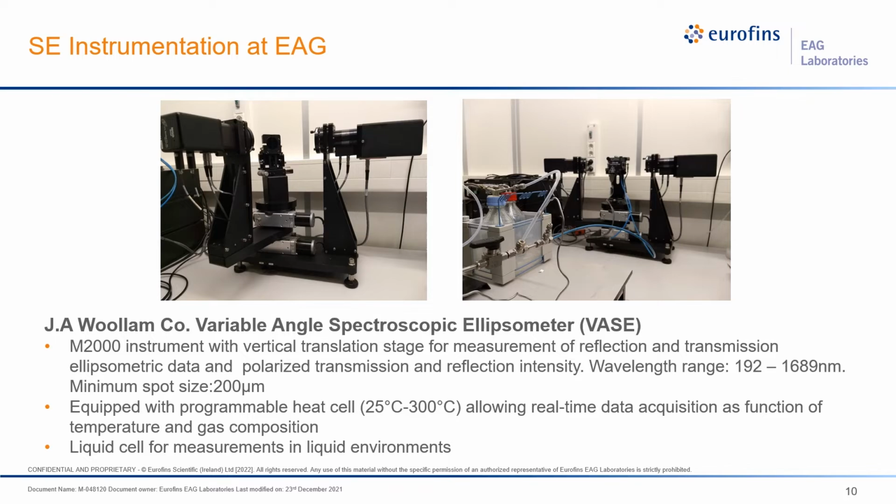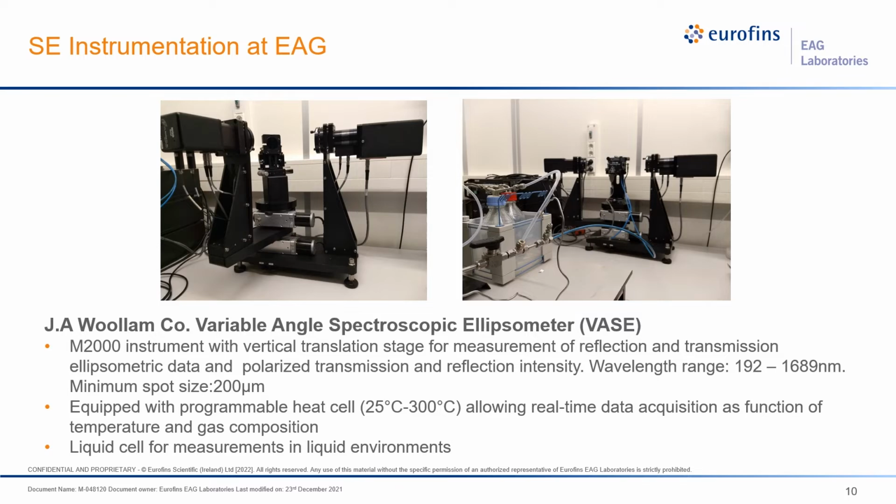It has a wavelength range from 191 to 1689 nanometers. The minimum spot size of the present instrument is 200 micrometers, but for most applications we use a 2 millimeter beam. We can handle sample sizes ranging from several millimeters to 300 millimeter wafers. You can see a picture of the instrument here at the top right of the slide.